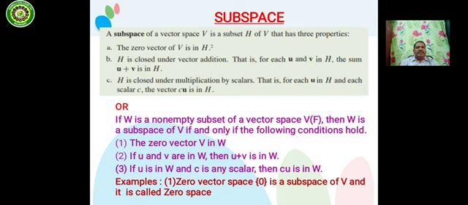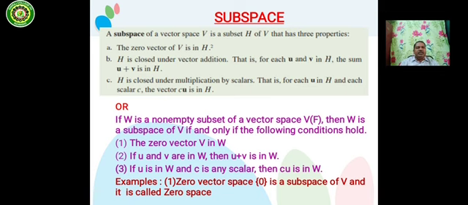A subspace of a vector space V is a subset H of V. Let H be a non-empty subset of vector space V that satisfies these conditions. First, the zero vector 0 belongs to H. Second, if u, v belong to H, then u plus v also belongs to H. Third, if c is a scalar and u belongs to H, then cu belongs to H. If these three conditions are satisfied, then we say that H is a subspace of vector space V.